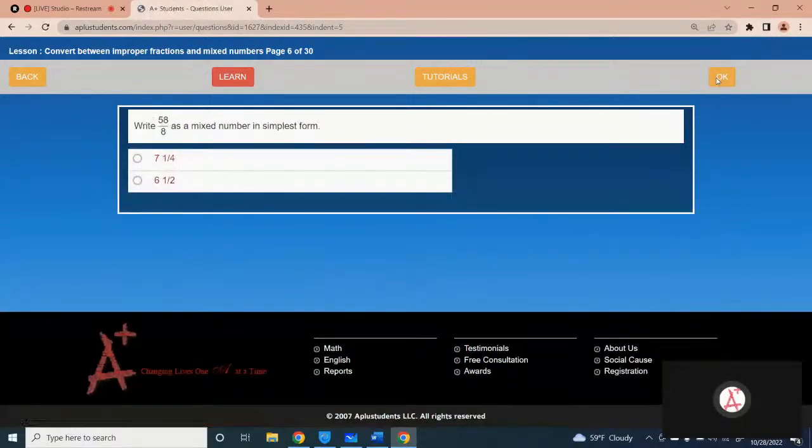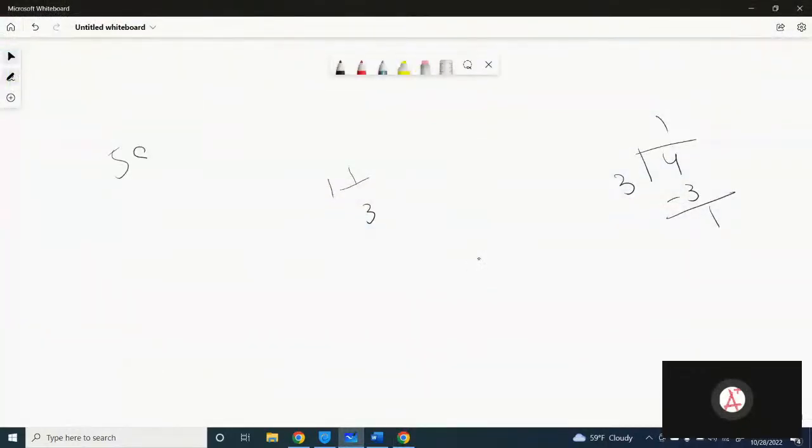Okay, the next one is write 58 by 8 as a mixed number in simplest form. So 58 over 8. Okay, think of a number that can divide both numerator and denominator. So just divide 58 by 8. Count the table of 8 until you get 58 or a number that is less than 58. So 8 times 5 is 50. 8 times 6 is 48. 8 times 7 is 56.